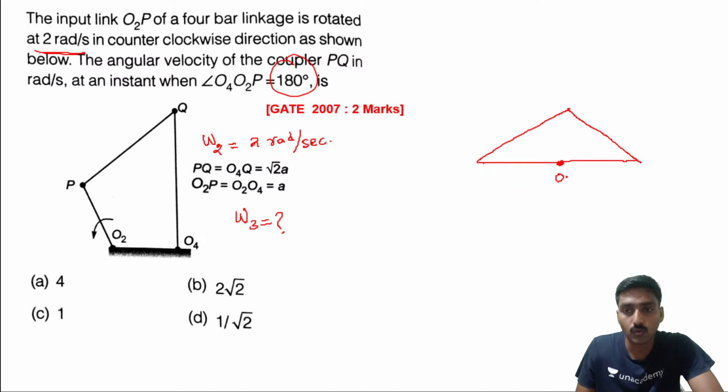Here it's O2, O4 and P. Now we are getting O4, O2P is equal to 180 degrees. It's P, it's Q. Now the instantaneous centers we need to mark. So how to mark the instantaneous centers?